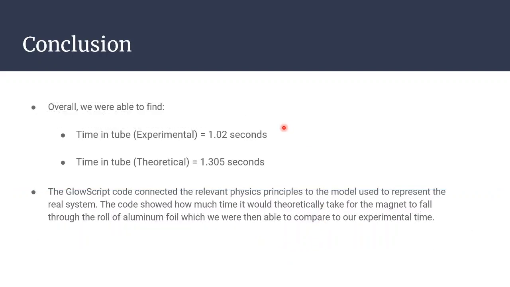And overall, we were able to find these two values, and our GlowScript code connected the relevant physics principles to the model used to represent the real system. It basically just showed how much time it would theoretically take for the magnet to fall through the roll of aluminum foil, and we were able to compare that to our experimental time.